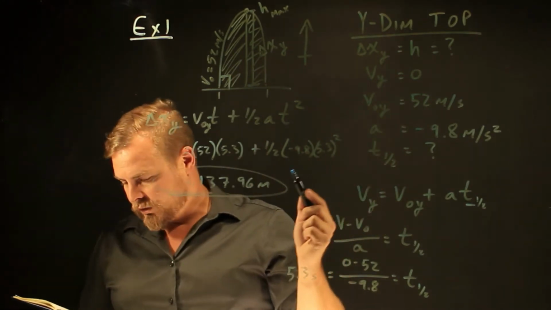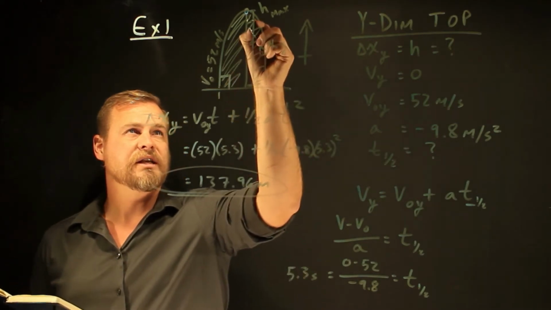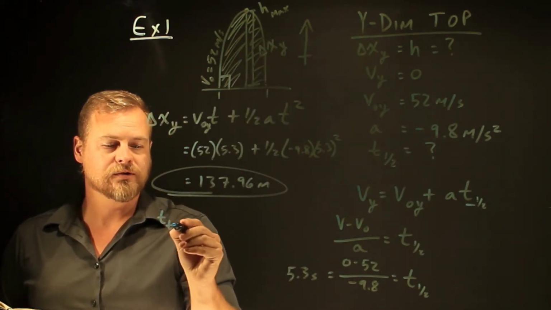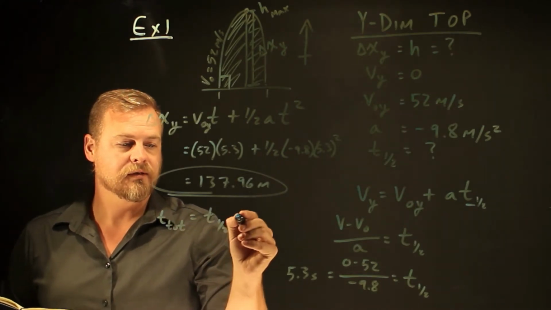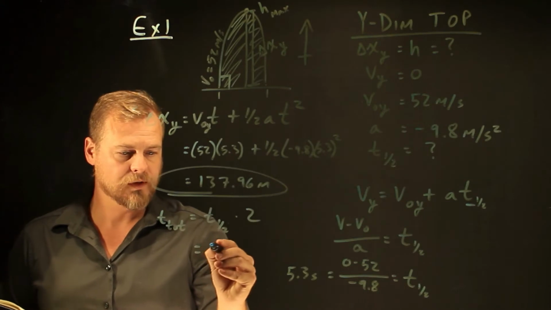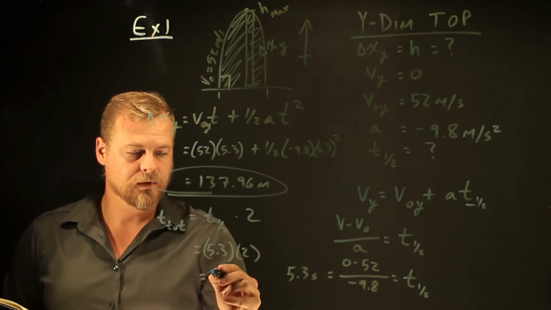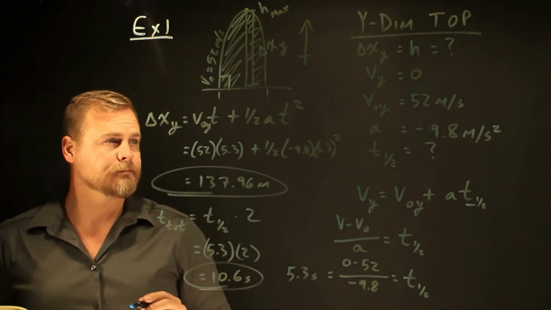This second question, how long was it in the air? Well, I've already solved for t half, and so I was in the air for t tot, which is t half times 2. So I got 5.3 times 2, which is 10.6. Be my total air time.